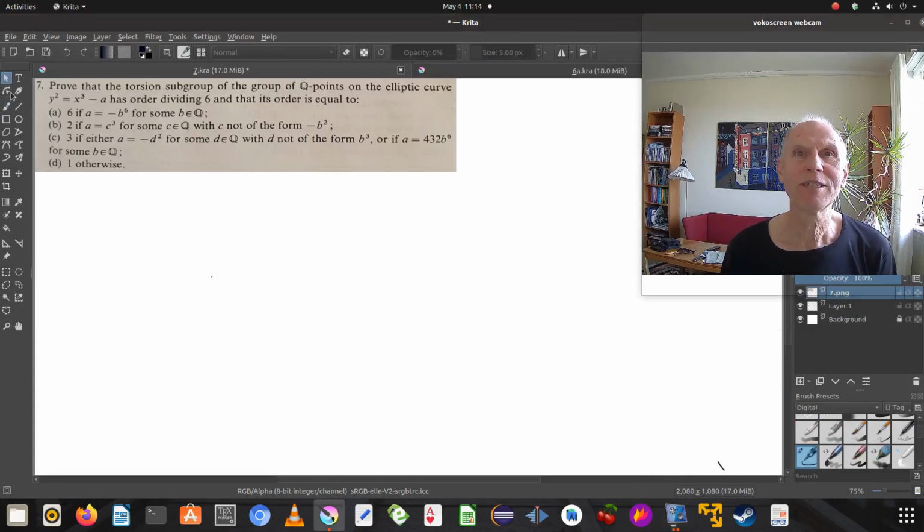Problem 7 is a big one. Apparently, it's about the torsion group of the rational points on an elliptic curve. That means we have to mimic the proof of proposition 17.